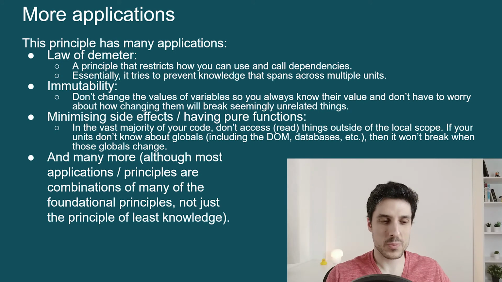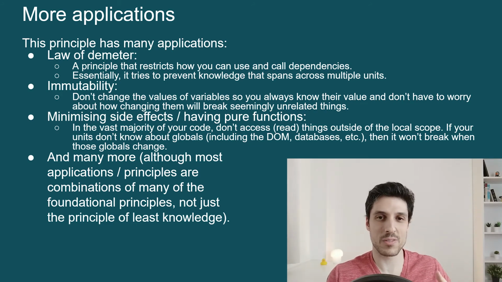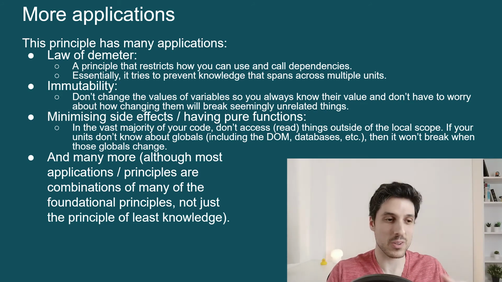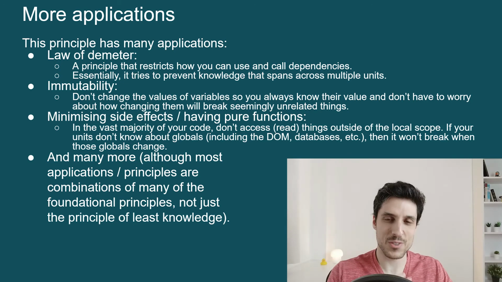And finally, this principle is the foundation of quite a few principles, and it all originates from minimizing the knowledge that code has of other code. So for example, we have the law of Demeter. That's another principle, and I won't go into too many details of what these do. You're free to look at them on your own if you'd like. They should make sense now, I think, now that you understand the core concept.